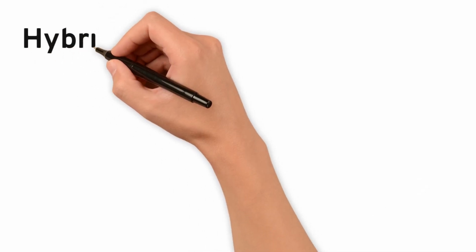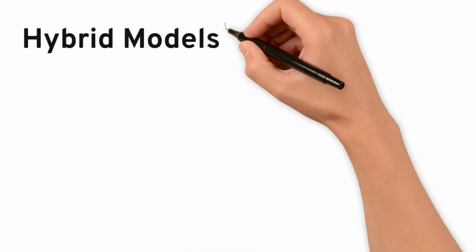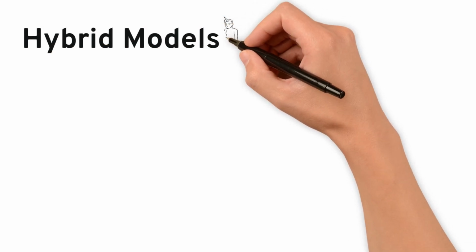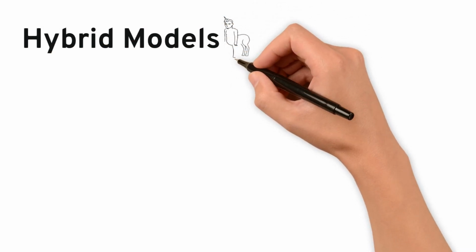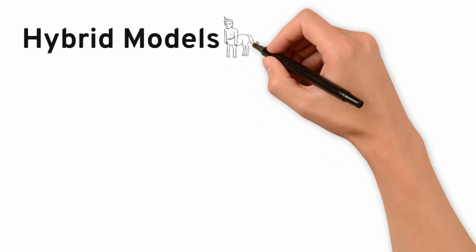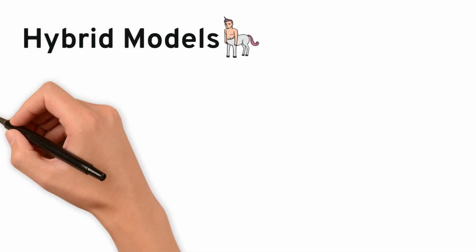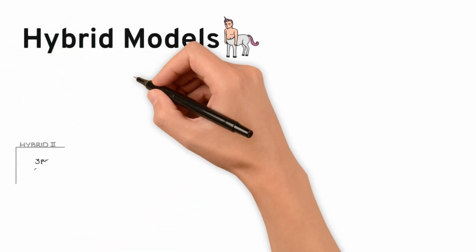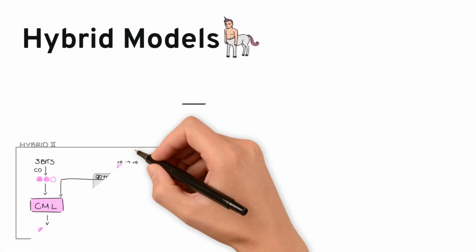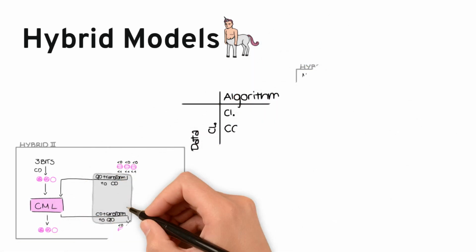A hybrid model is a combination of both classical machine learning and quantum machine learning. Hybrid models are very popular as they offer the possibility of using the advantages quantum machine learning offers while bypassing any hardware issues such as high error rates. There are different types of hybrid models. Either the data or the algorithm can be classical or quantum.